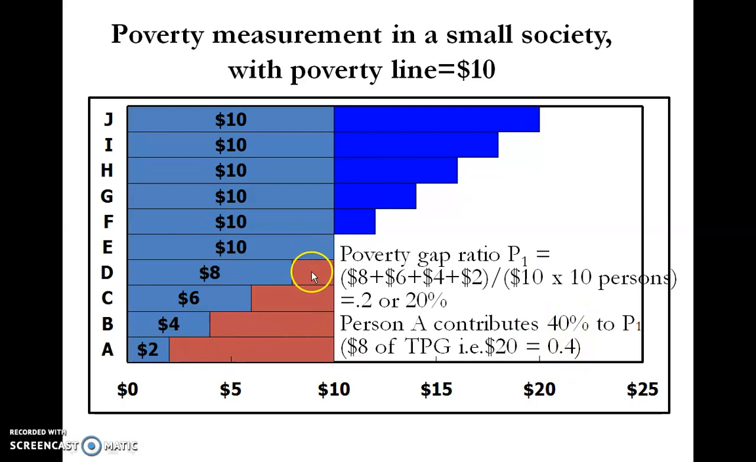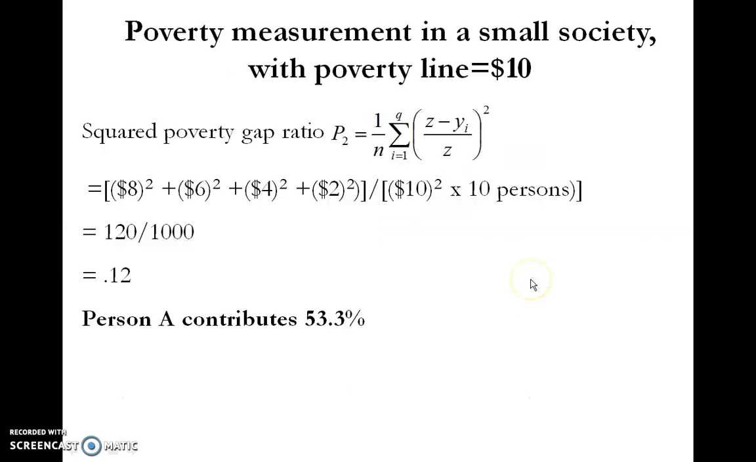Can you calculate person D's contribution to P1? Well, if you got 10%, that is correct. So clearly you can see now we are starting to consider the depth of poverty, and you will see that person A has a slightly larger contribution towards this index than person D, which is only 10%.